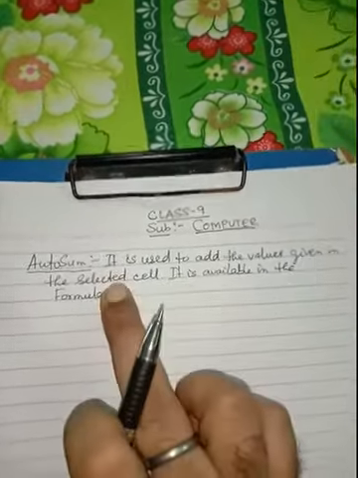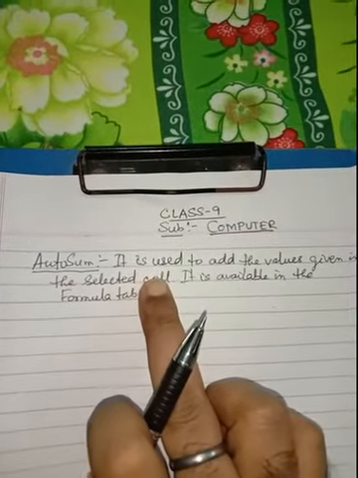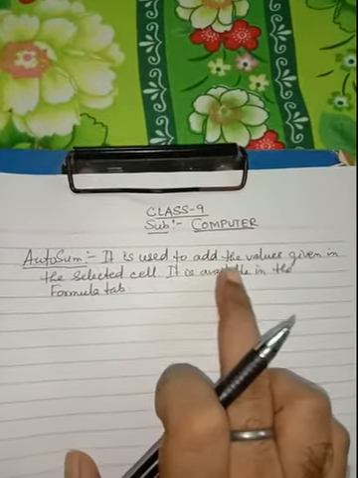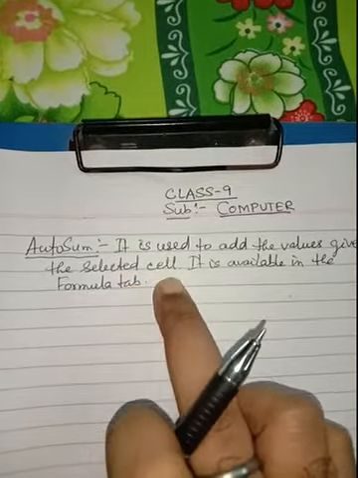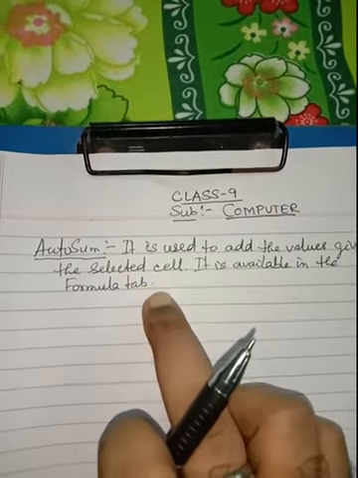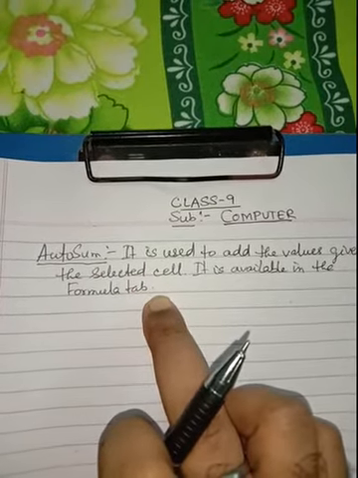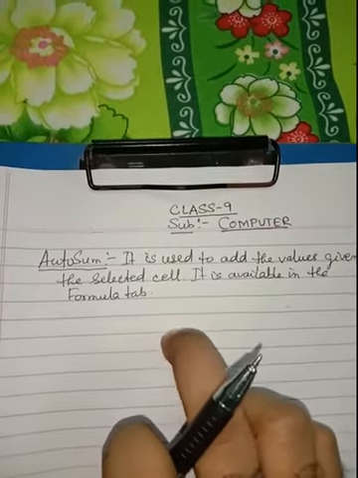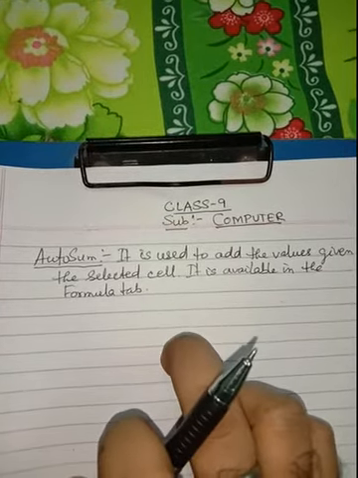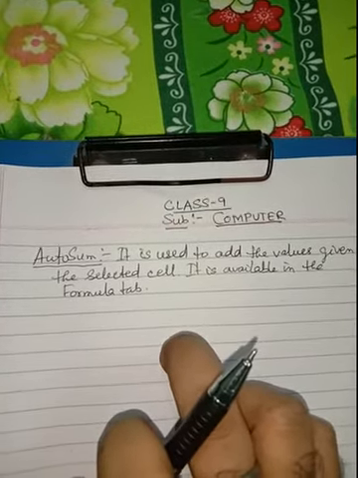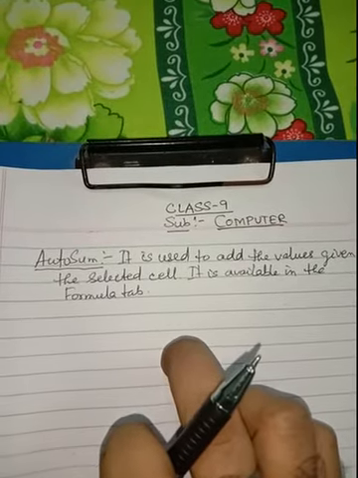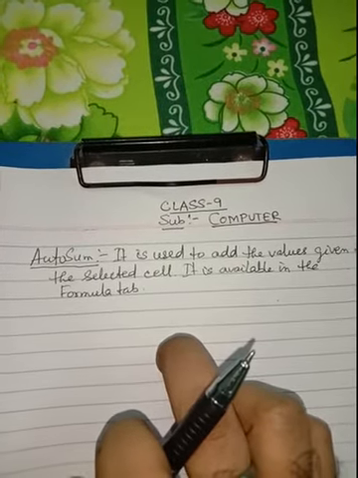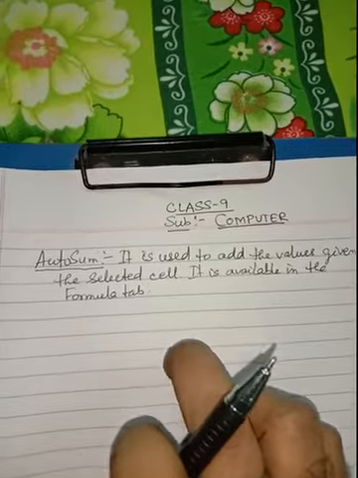So remember, what is AutoSum? The AutoSum function is used to add the values given in the selected cells. In AutoSum, it automatically sees whether the cell is empty or whether it contains a value. The AutoSum button is present at two places in MS Excel.